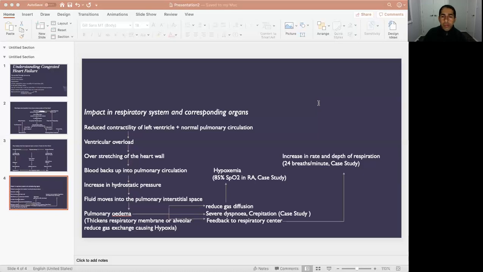Over time, blood from the pulmonary circulation can no longer pass through the heart efficiently. This results in congestion of blood in the pulmonary vein, which increases the hydrostatic pressure within the pulmonary capillaries. As the pressure increases, congested blood then leaks into the pulmonary interstitial fluids, causing pulmonary edema. Pulmonary edema thickens the respiratory membrane, which alters the gas exchange process, and therefore Mrs. Brown is experiencing severe shortness of breath, or dyspnea.